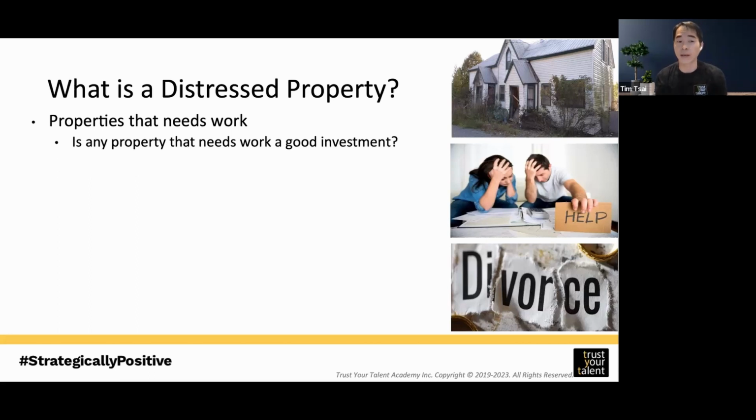Properties that need work sort of goes without saying. So sorry, I just noticed my misspell there. Again, English is not my first language, so sometimes there's some grammatical error, so just forgive me there. So properties that need work, okay? So what does work mean?